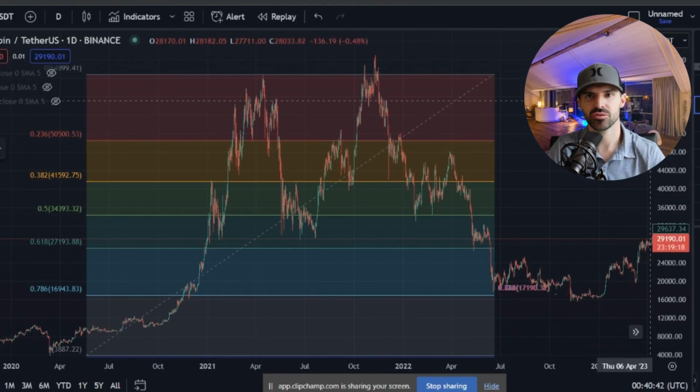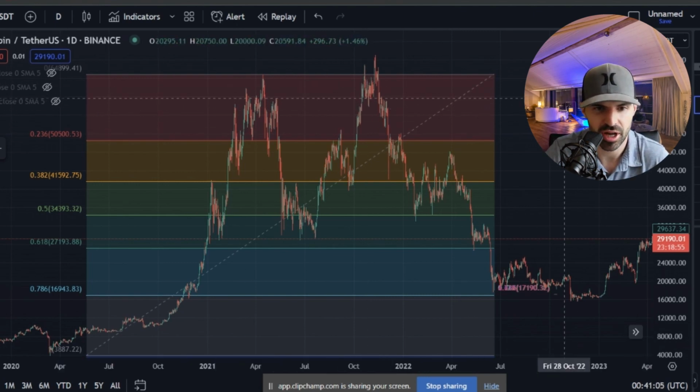In theory, you can use this in any time frame, be it the daily or the 4 hour. I wouldn't go as low as the 15-minute, but in theory it could work. But for me, I just stick to maybe the daily chart and the 4 hour chart.